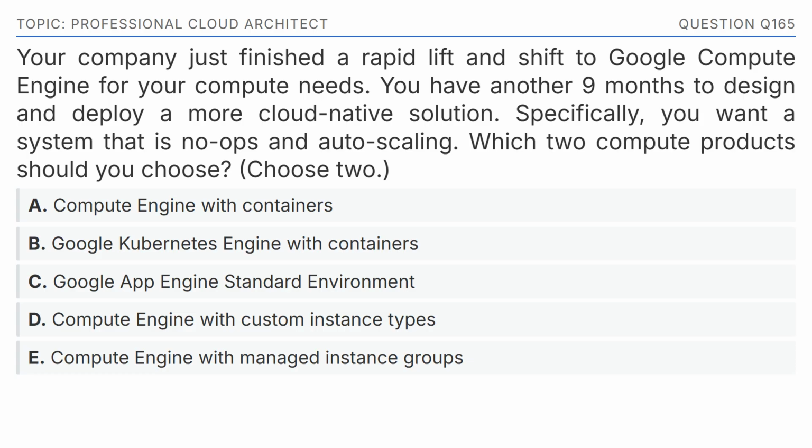Google Kubernetes Engine with containers. Option C, Google App Engine Standard Environment. Option D, Compute Engine with custom instance types. Option E, Compute Engine with managed instance groups.